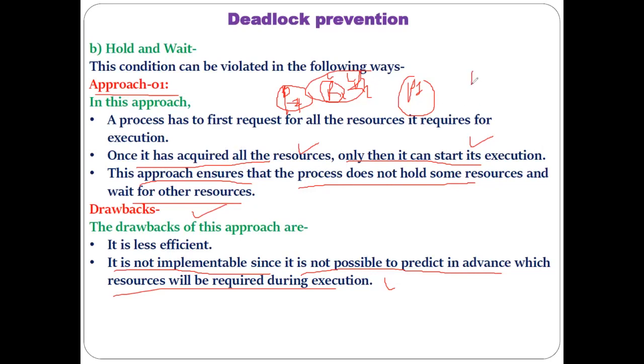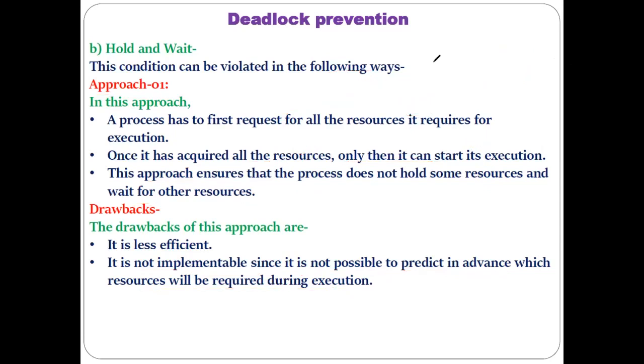It should not happen that P1 requires four resources, but it has got R1 and starts execution, and then goes on holding R1 and goes on waiting for R2, R3, R4. It should not happen. And the solution for this is that P1 starts the execution only when all the resources are available. So that is the first approach, which is not practically implementable.